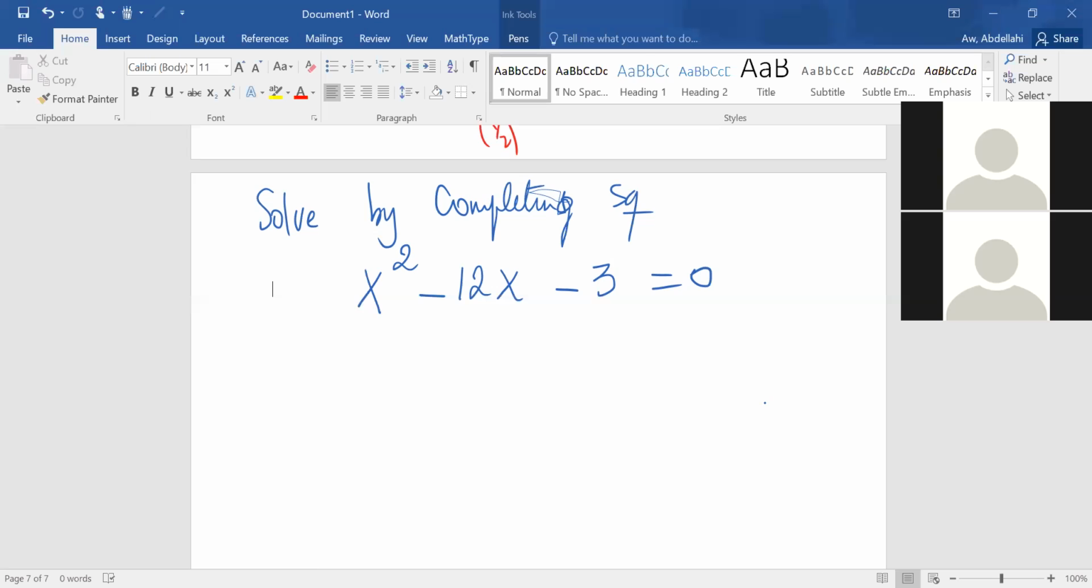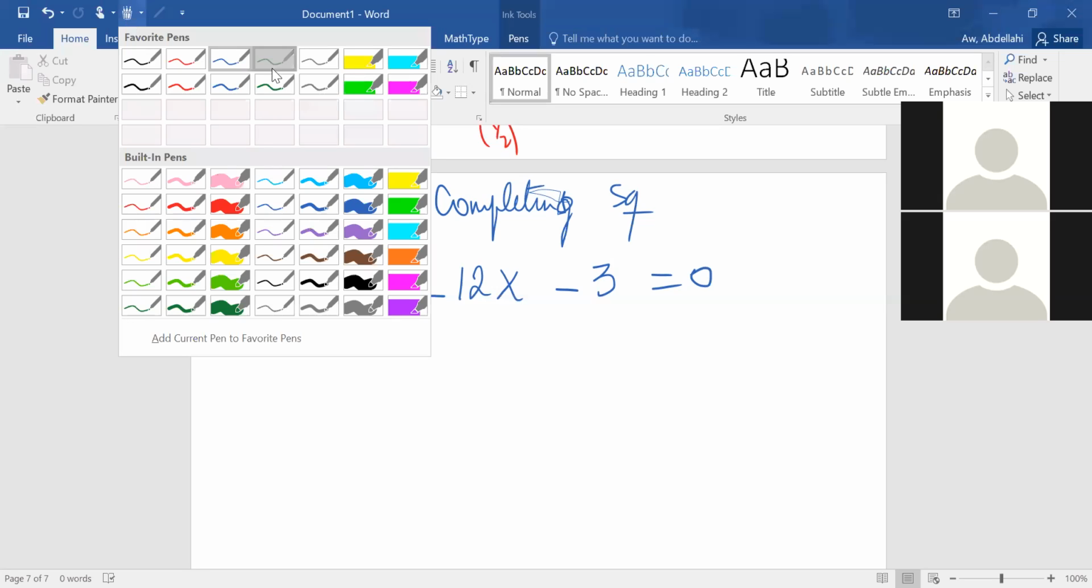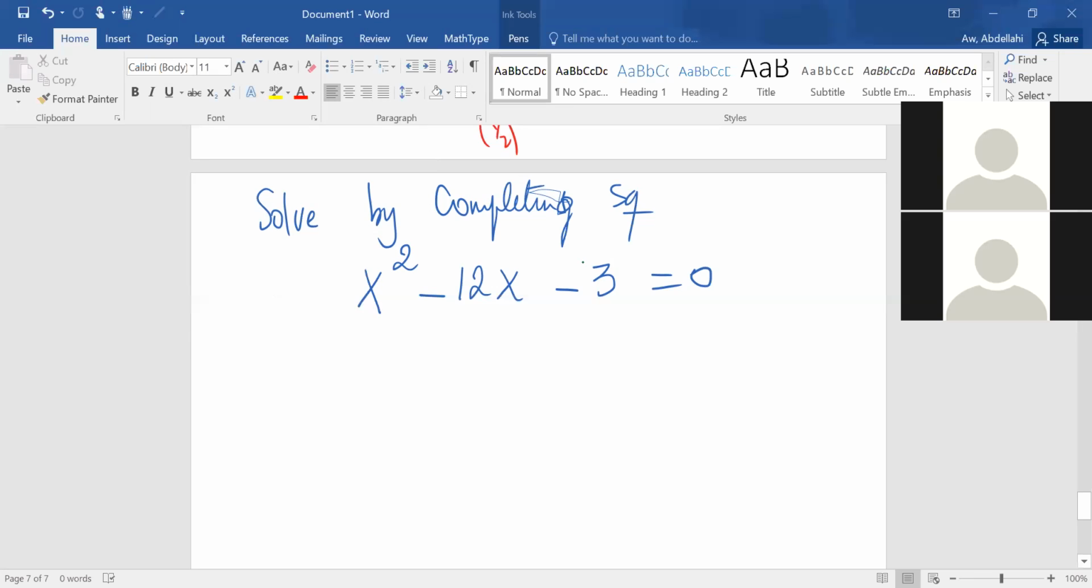Basically, I have to get a perfect square out of this. What do I do first? First, I move the 3 out. This 3, move it here. So add 3 to both sides. So I get x squared minus 12x is equal to 3.